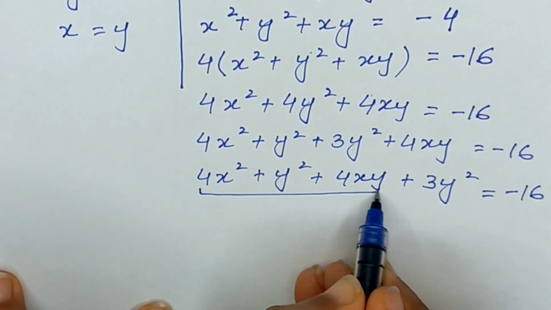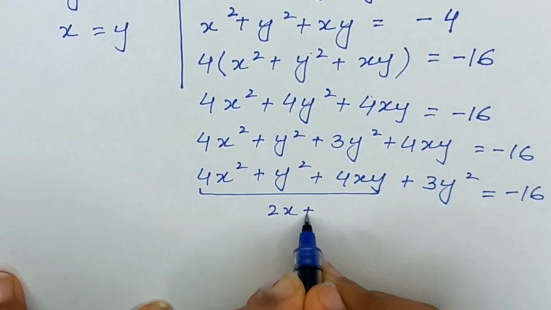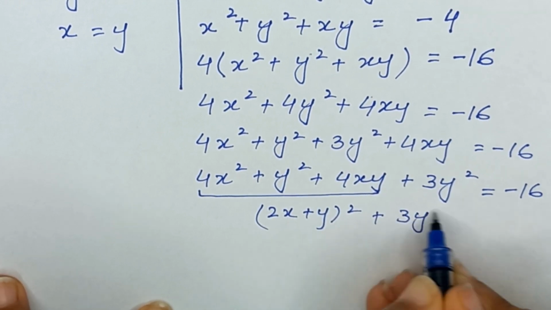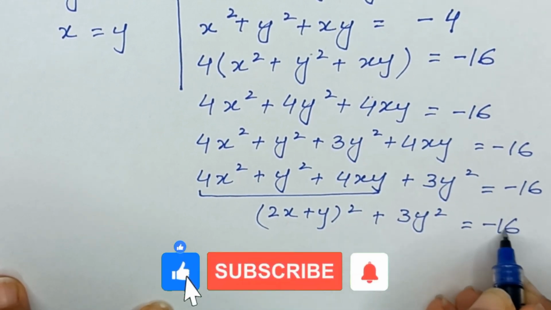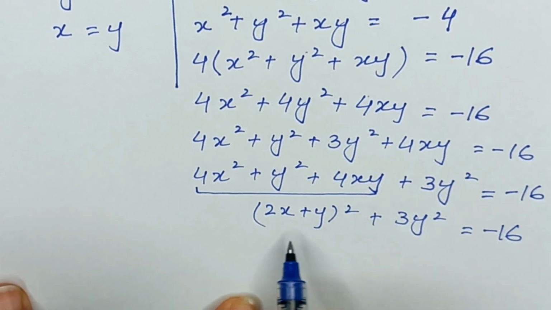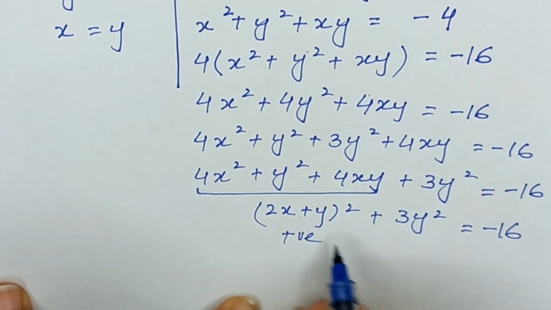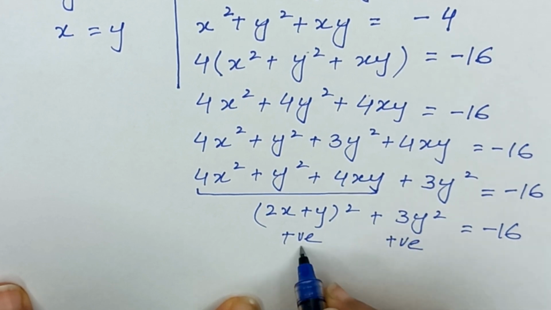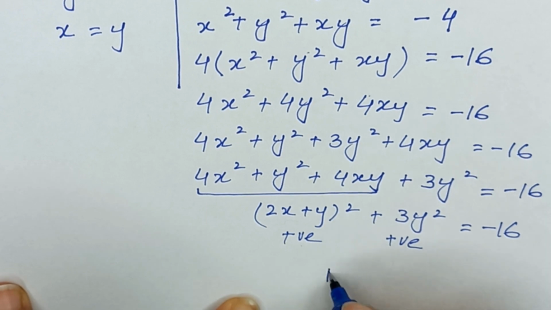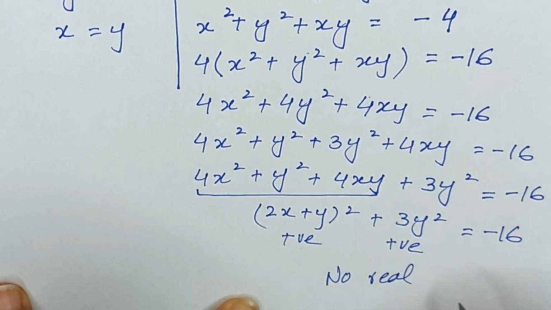Now you can see that it is of the form (2x + y)². And here we have 3y², and it is equal to negative 16. Now you can see that the square of any number will be positive, and this number is also positive. So positive and positive cannot be equal to negative, that means it has no real solution.